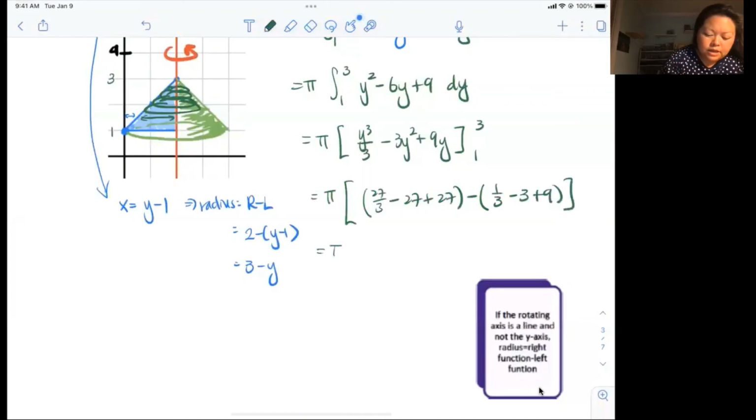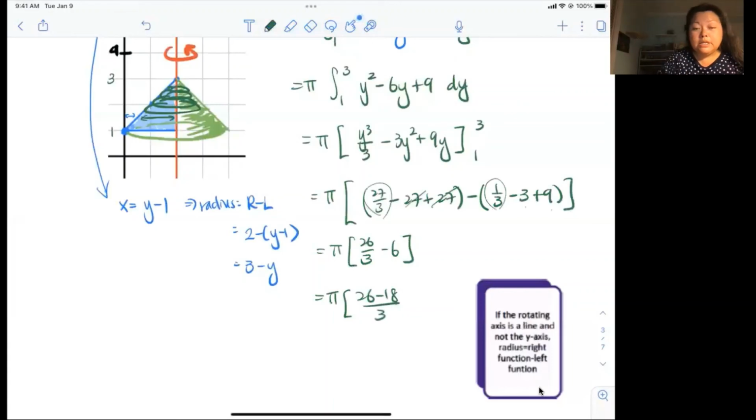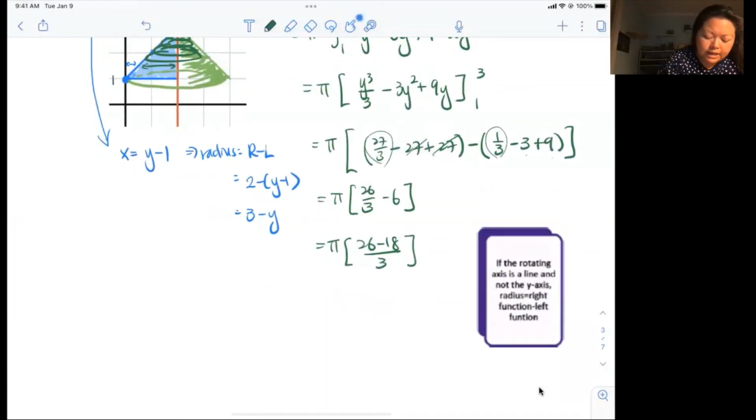Okay, so I get pi. So 27 over 3 minus 1 over 3, that's 26 over 3. Negative 27 plus 27 is 0. Negative 3 plus 9 is 6, so minus 6, like so. So I get 26 minus 18 over 3, because 6 is really 18 over 3. If you subtract that, you get 8 pi over 3.